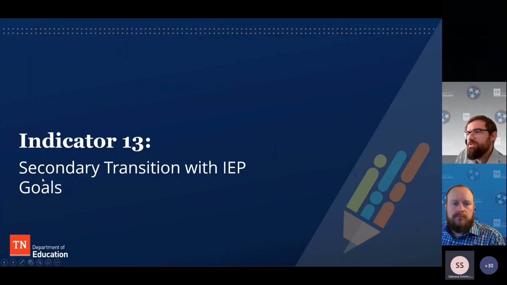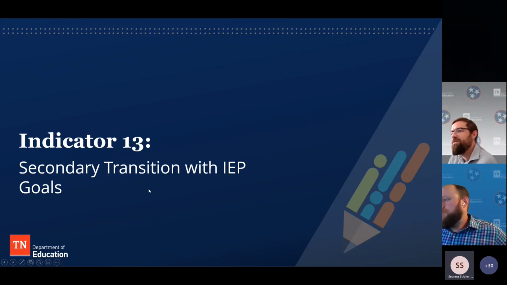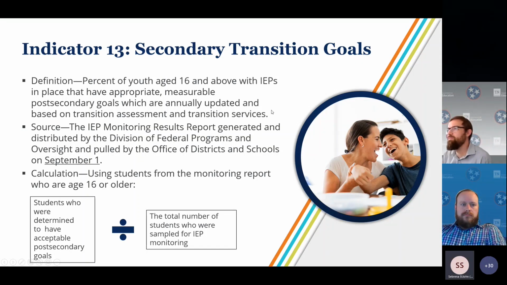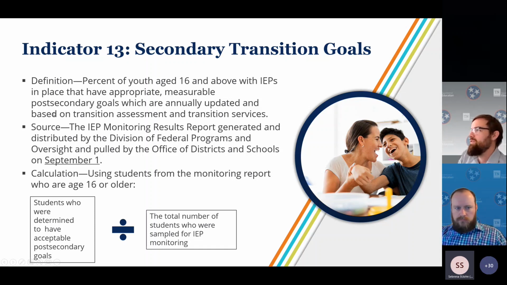Okay, moving on to indicator 13, secondary transition with IEP goals. This is our compliance target. We'll talk about that later. Let's define it first. So here we're looking at the percentage of youth age 16 or above with IEPs in place that have appropriate and measurable post-secondary goals, which are annually updated and based on transition assessment and transition services.